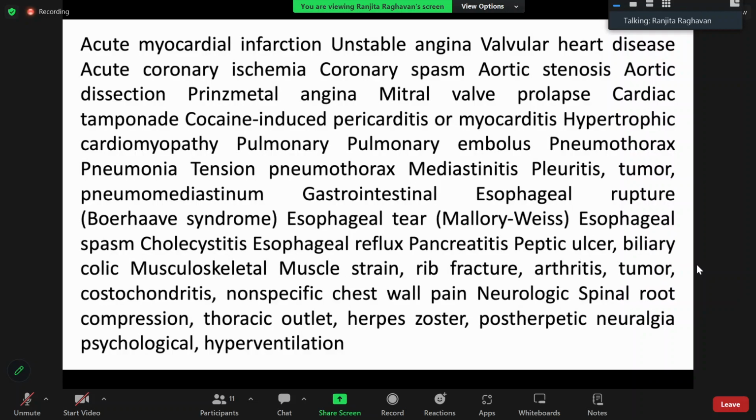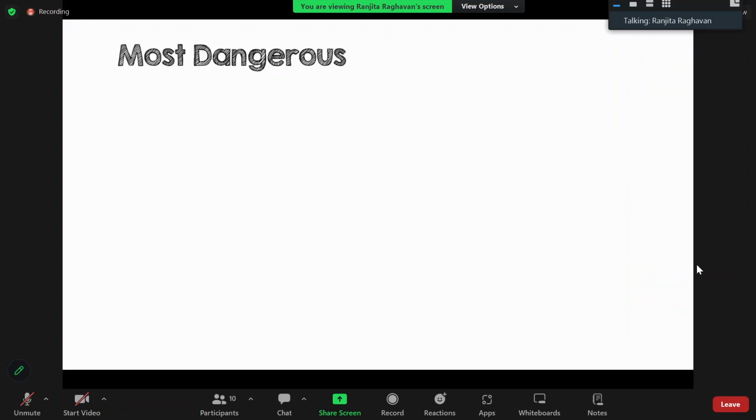So anyway, when you think of chest pain, there's all of these different diagnoses that you can have for chest pain. But when you look at it like this, it's really overwhelming and it's really hard for us to consider everything for your patient, especially when you're a busy emergency doctor and you have a lot of other patients to see. So it's much easier to think about what is dangerous versus what's not.